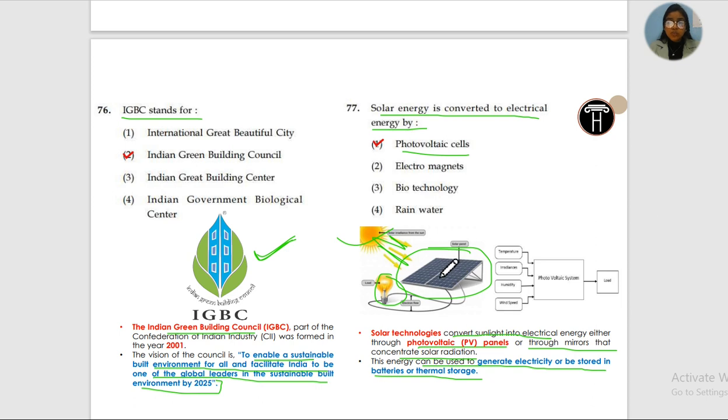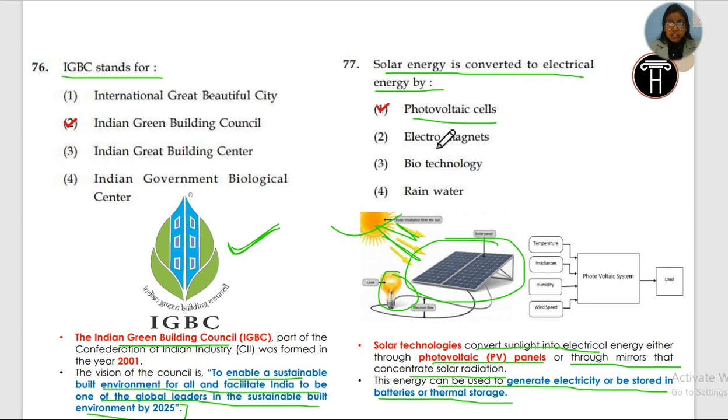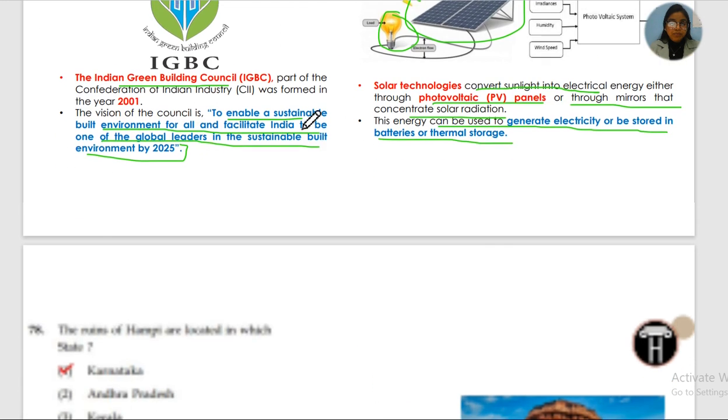So by the conversion of solar energy into electrical energy, this energy can be stored in a battery or thermal storage. So in this way the sunlight gets converted into your electrical energy.